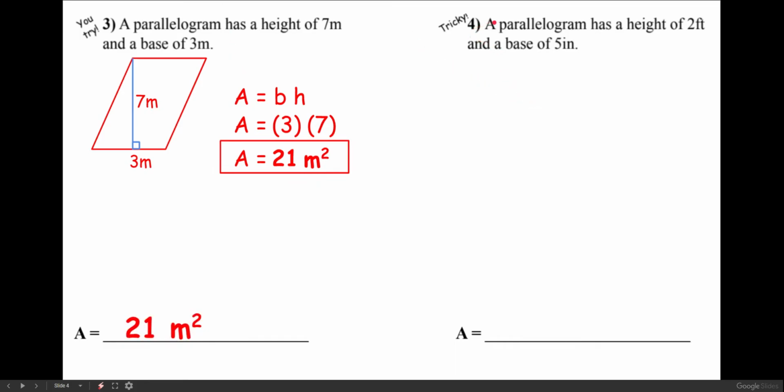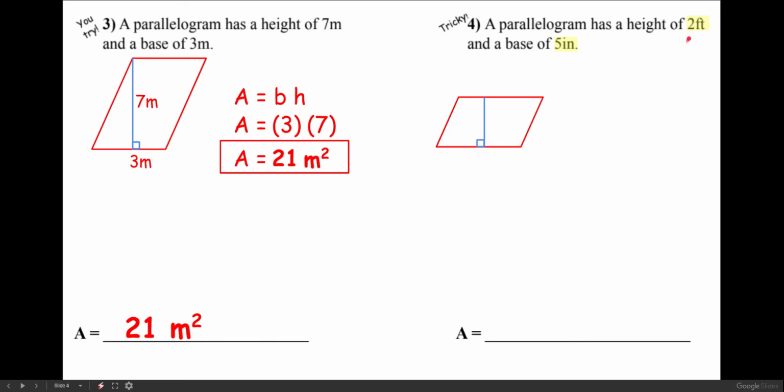Number 4, it says it's tricky. I wonder why. A parallelogram has a height of 2 feet and a base of 5 inches. So let's draw our parallelogram. I don't want to put a 2-foot height and a 5-inch base. And you may have noticed the reason why is because feet and inches are not the same unit. They must be the same unit. So what we're going to do is convert these 5 inches into feet, or we can convert these feet into inches. Now, it's probably easier to turn these 2 feet into inches than it is to turn this into feet. So that's what I'm going to do.